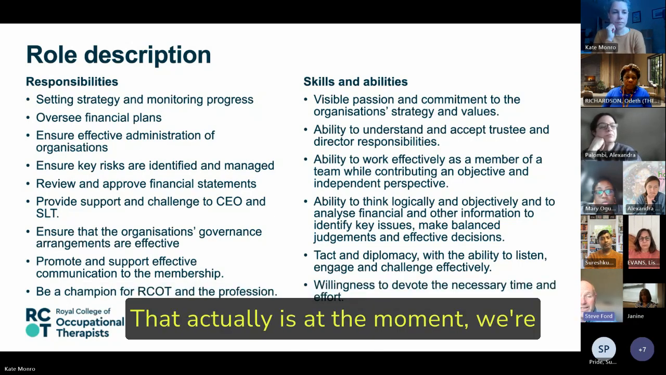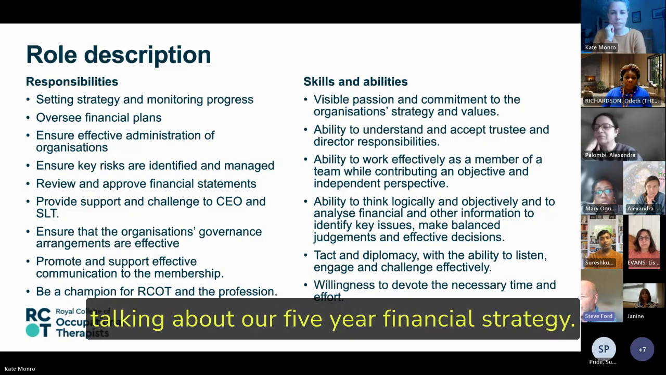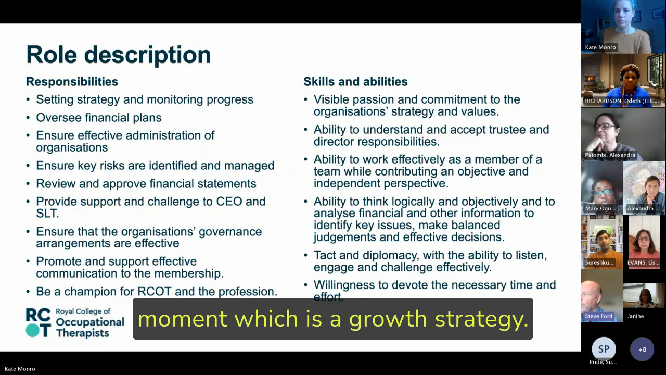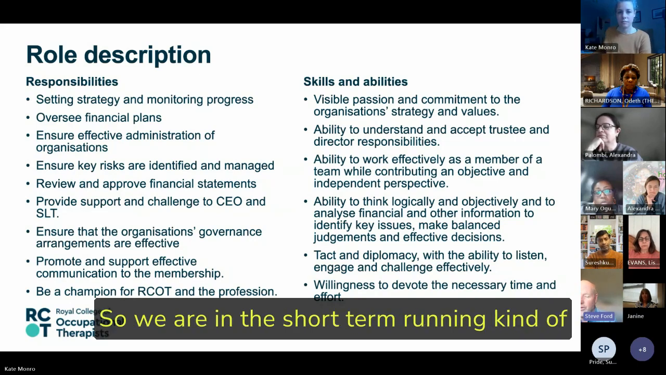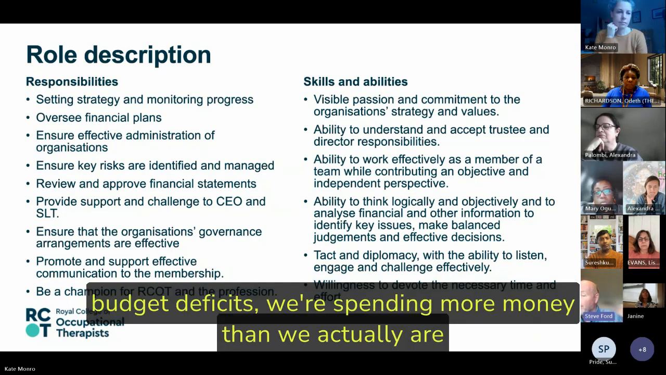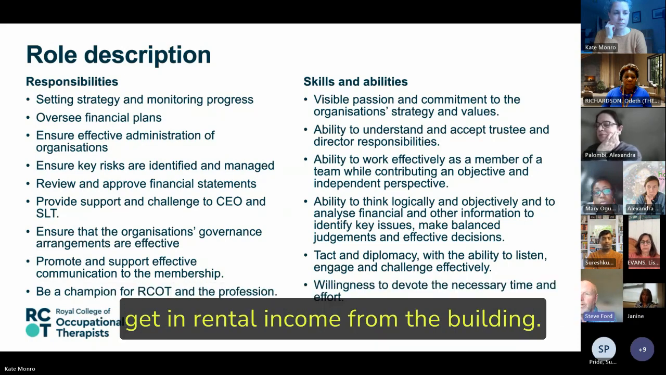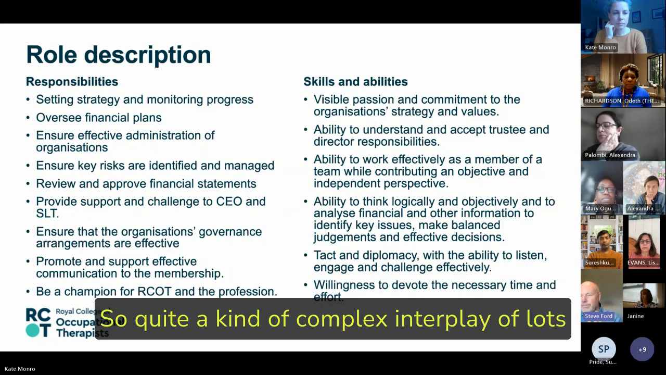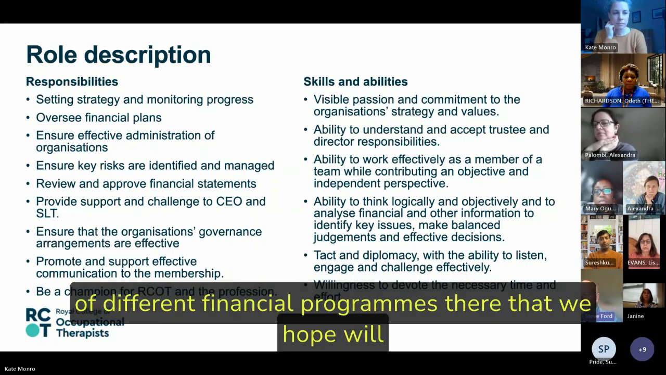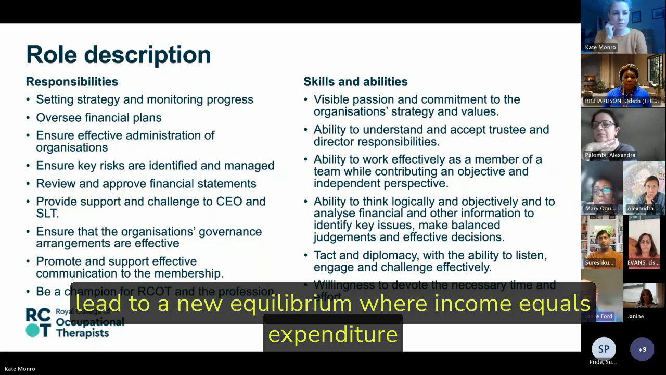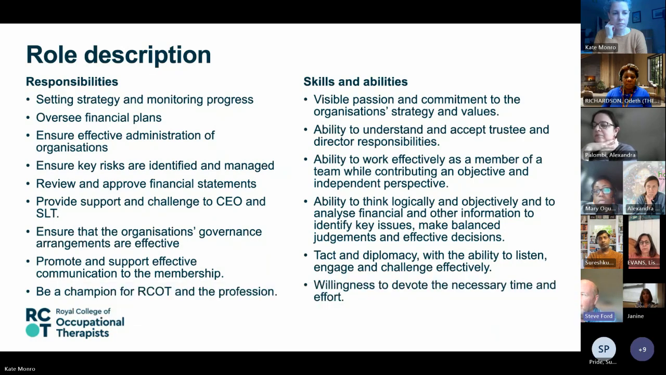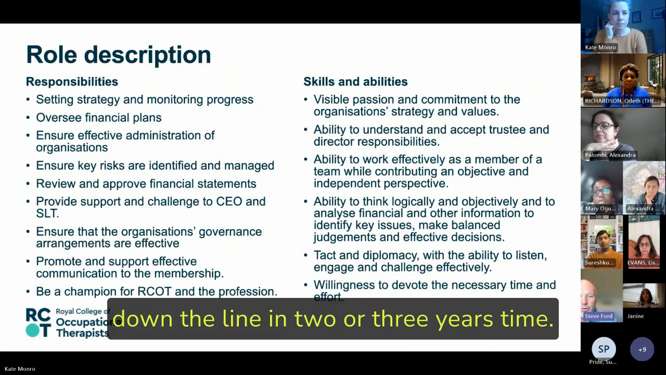The second one is around overseeing financial plans. At the moment, we're talking about our 5-year financial strategy. We have a strategy at the moment which is a growth strategy. So in the short term we are running budget deficits. We're spending more money than we're bringing in every year. But we're doing that to grow our membership, diversify our income, and look to get rental income from the building. So it's quite a complex interplay of lots of different financial programs that we hope will lead to a new equilibrium where income equals expenditure down the line in 2 or 3 years' time.